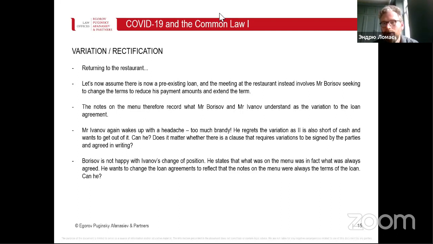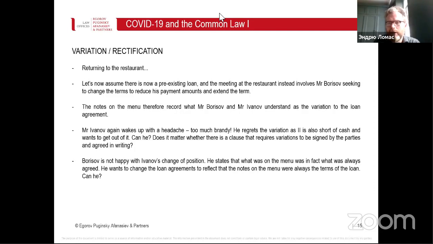He wants to sort out his cash flow situation, and he wants to ask Mr. Ivanov, look, can we defer payment? Can we reduce the payment? Is there a way here of changing what we've already agreed? So in this context, they still write down a broad note on the menu of what they've agreed. Deferred payment, reduced payment, however you want to put it.